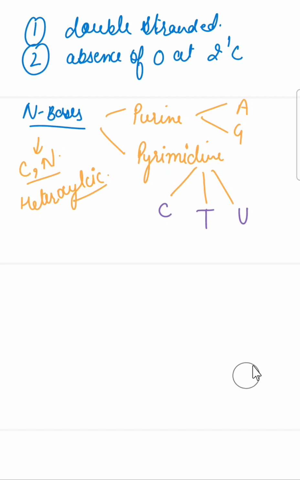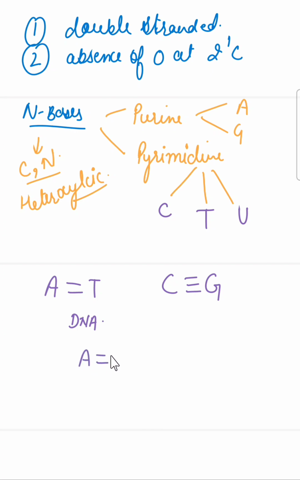Now DNA has a very unique quality to form bonds within itself. Nitrogenous bases form bonds by themselves by following a particular pattern. Adenine always pairs up with T, that means thymine, and cytosine always pairs up with G, that means guanine. In RNA, adenine always pairs up with U. Let's not discuss RNA mainly. We are going to discuss DNA only.